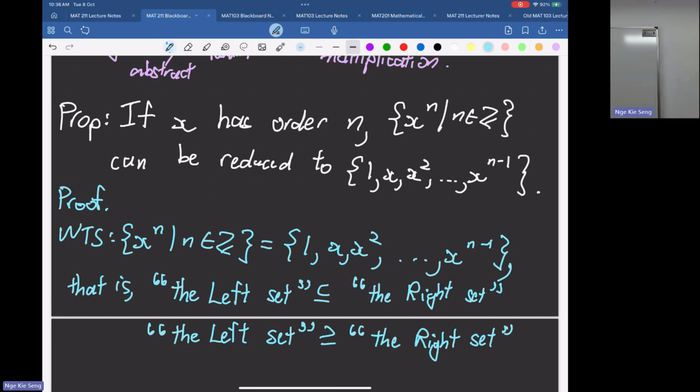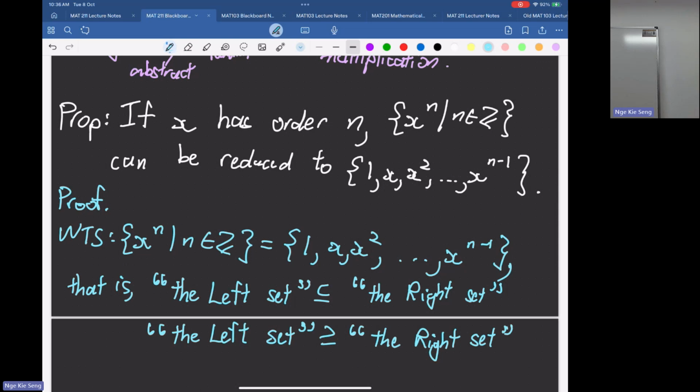You just need to show that every element in the right set is in the left set. But what are the elements inside there? All of them are of the form x to the power z: x to the power 0, x to the power 1, x to the power 2. So it satisfies the condition of the left set. So surely all the elements in the right should be in the left. But now the problem is the other direction. There are more things there. What are the extra things?